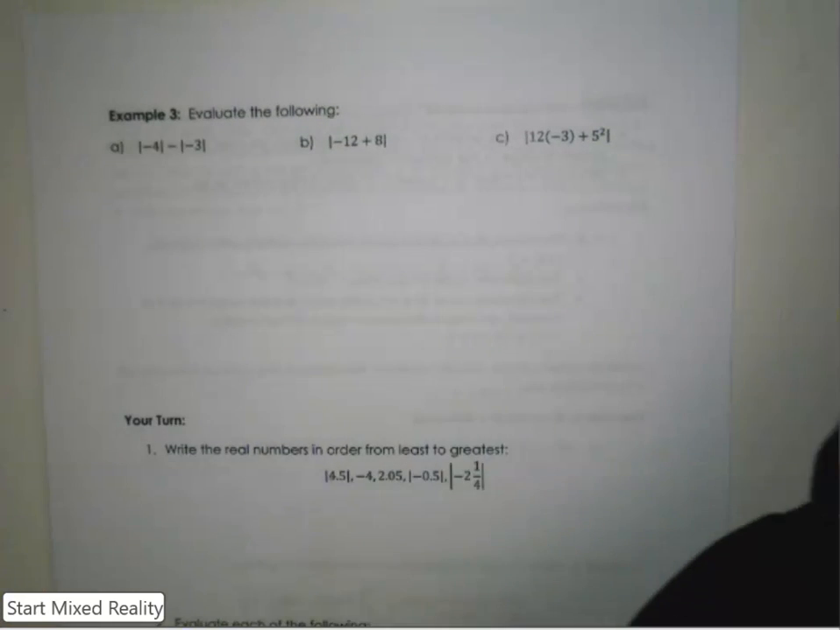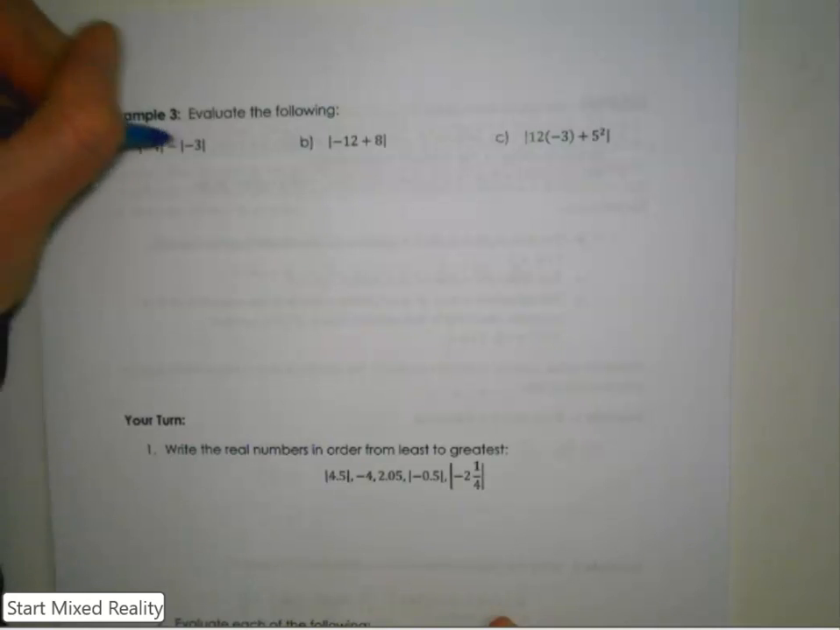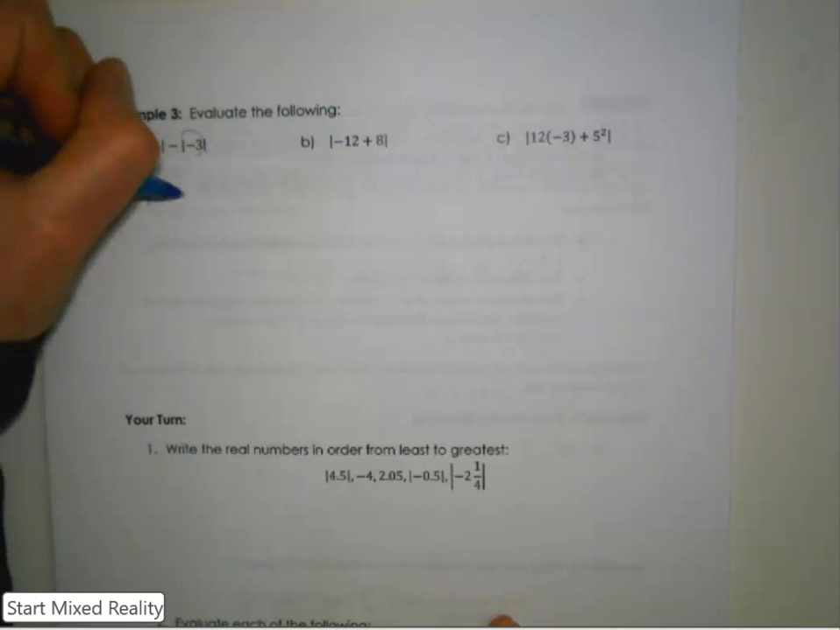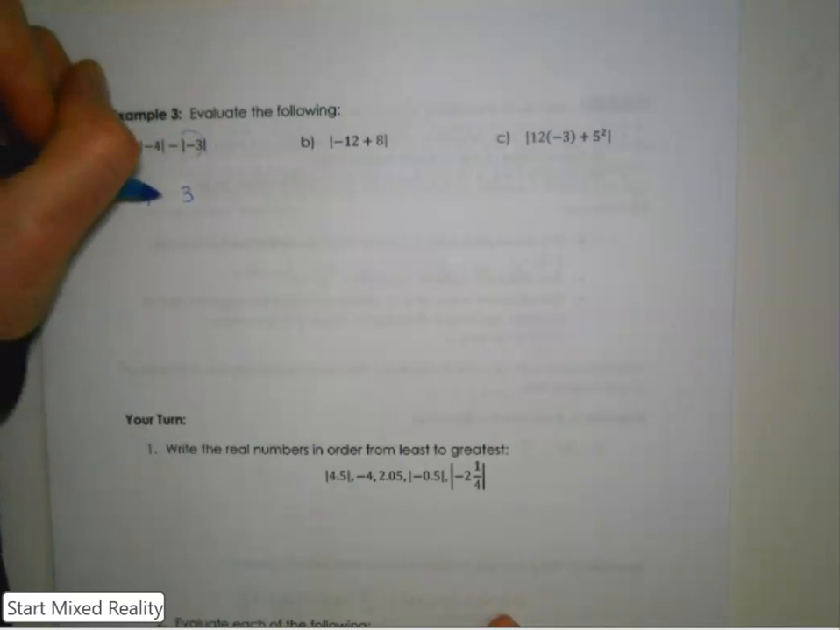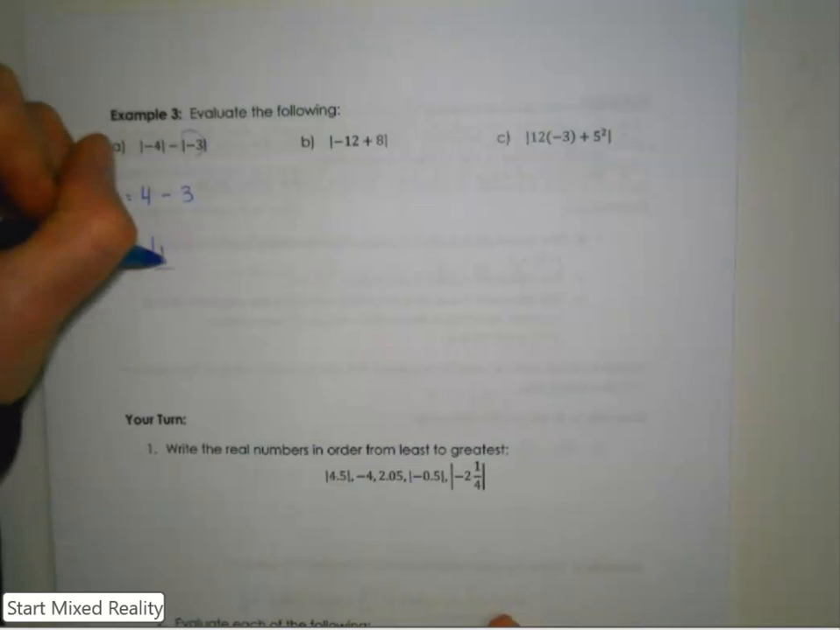All right, so we want to be able to evaluate some equations with absolute values. So in the first one, we have negative 4 minus negative 3. Like we said, first, make sure that you've evaluated what's inside the bracket. So negative 4 as an absolute value is just 4, and negative 3 as an absolute value is 3. So we keep our mathematical sign, 4 minus 3, and so the answer to that one is positive 1.